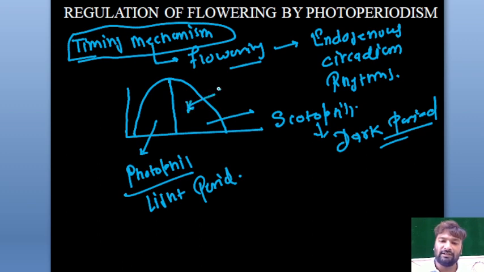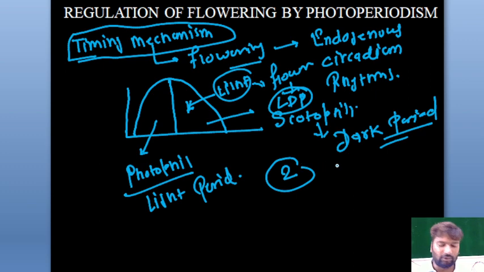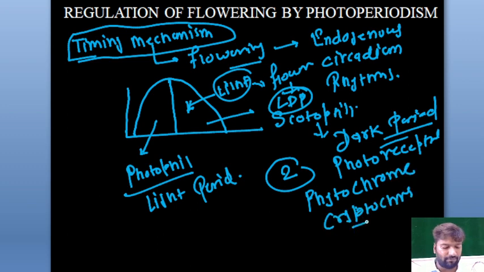During this phase, the flowering is promoted in the long day plant and vice versa. And two photoreceptors like phytochrome and cryptochrome, they regulate the photoperiodism process.